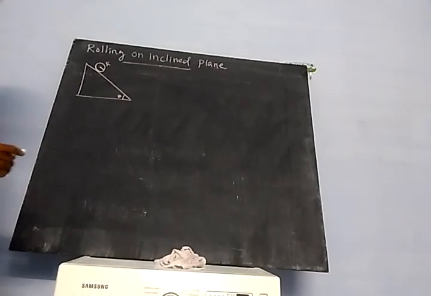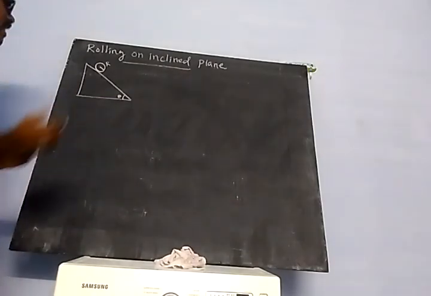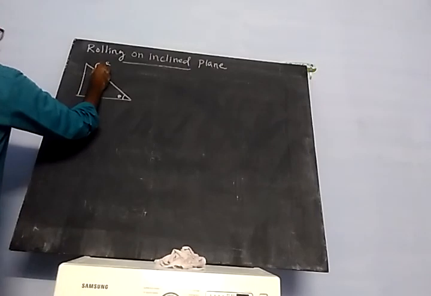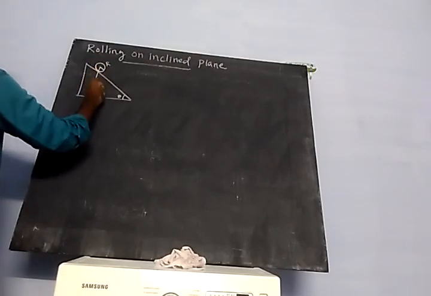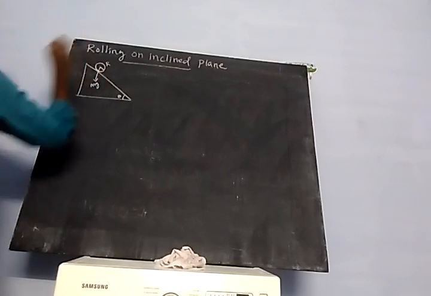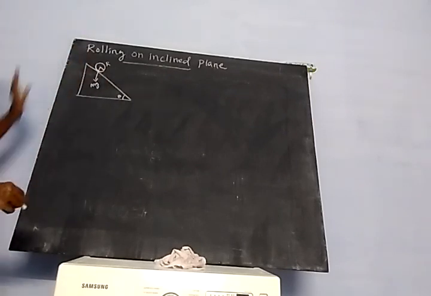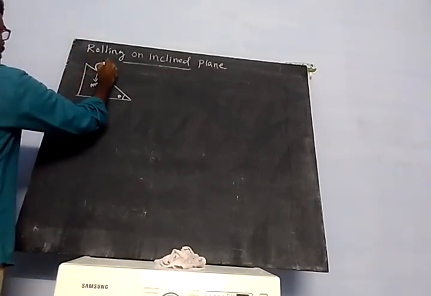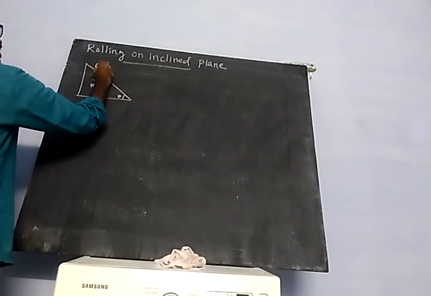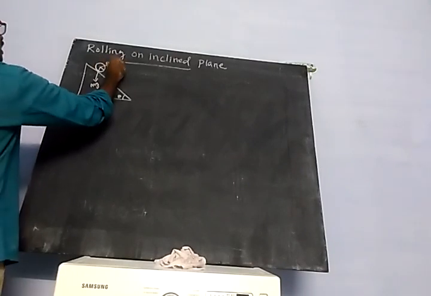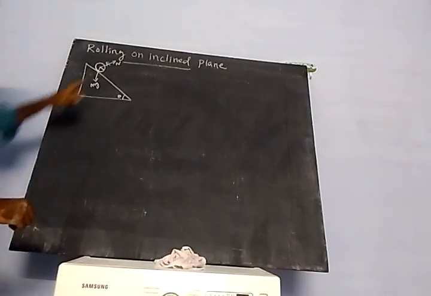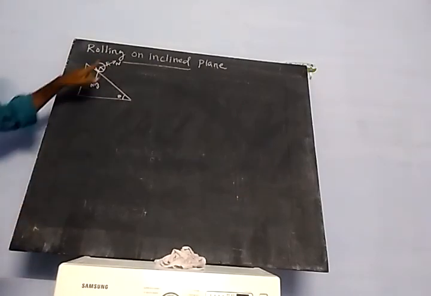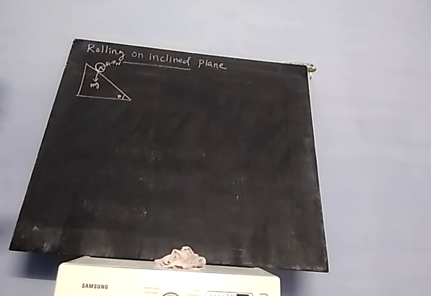According to the free body diagram, what are the forces acting? First, the downward gravitational force is acting, and another force is the normal force. So there are two forces acting: the normal force and the downward gravitational force.